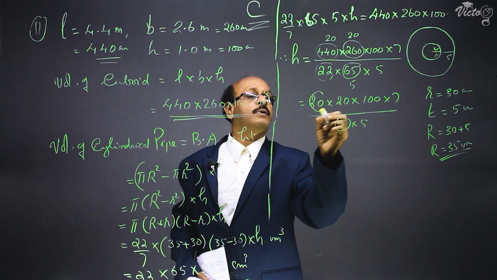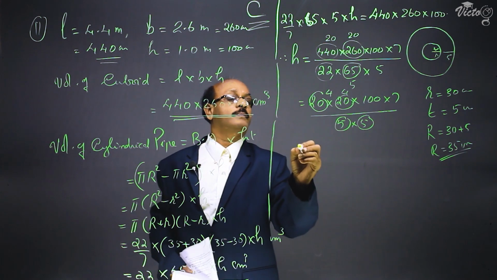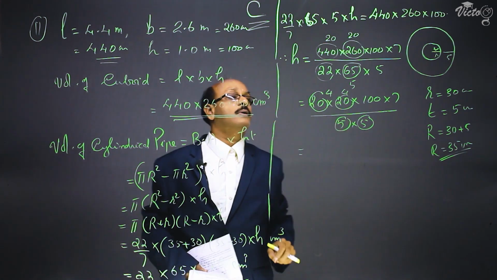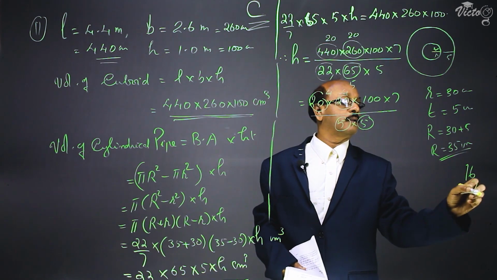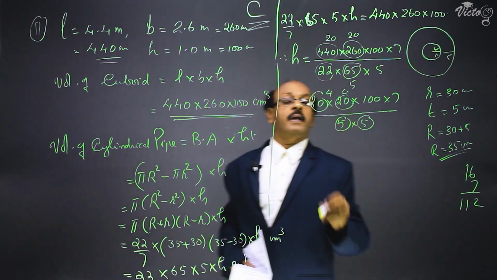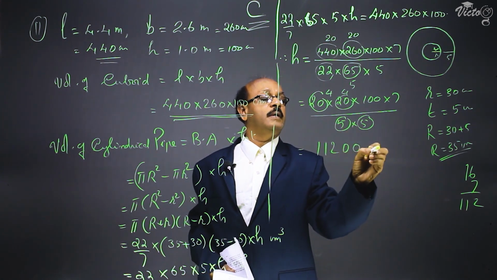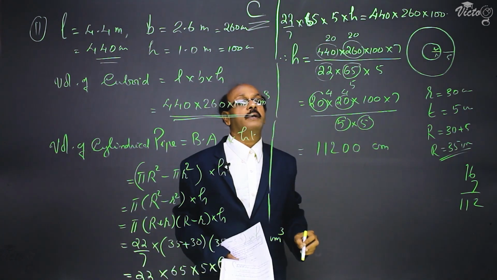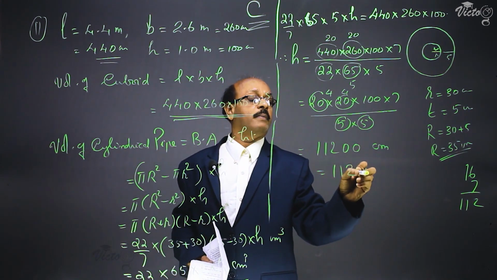This 5, cancelling 5 with 20, gives 4. 4 into 4 is 16, 16 into 7 is 112 into 100 centimeter, which is equal to 112 meter.